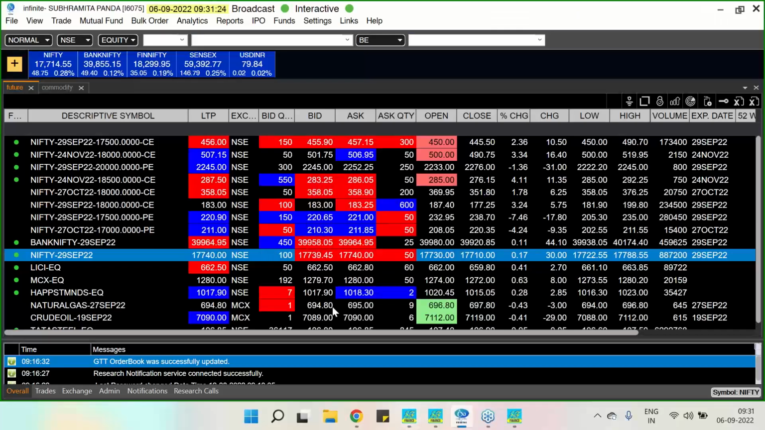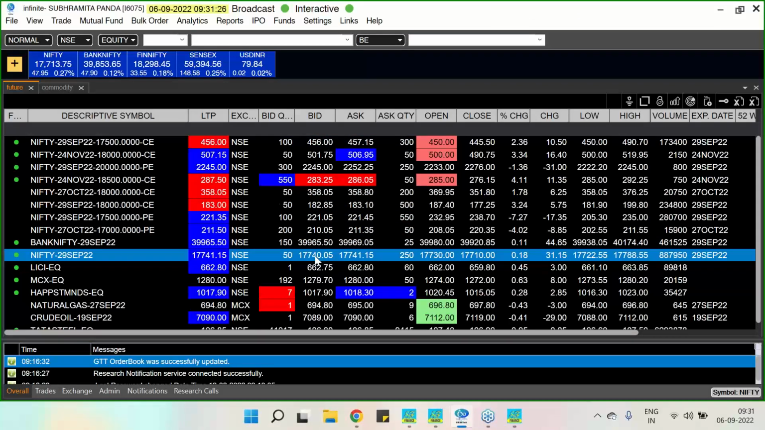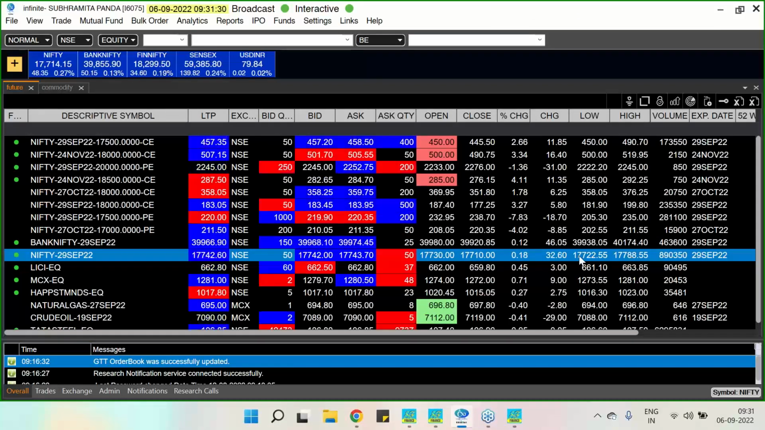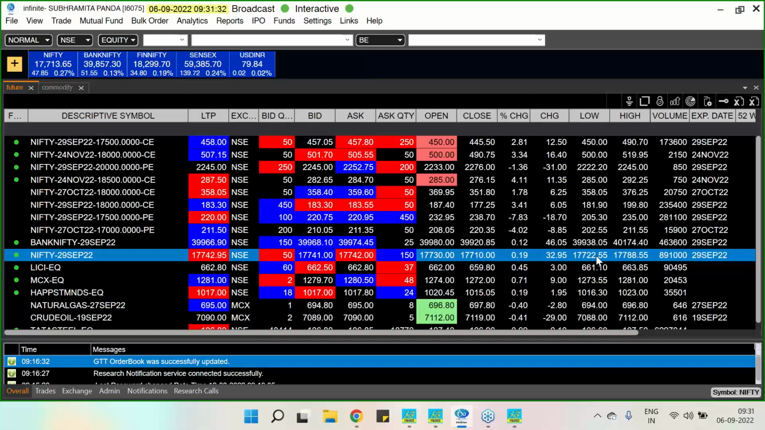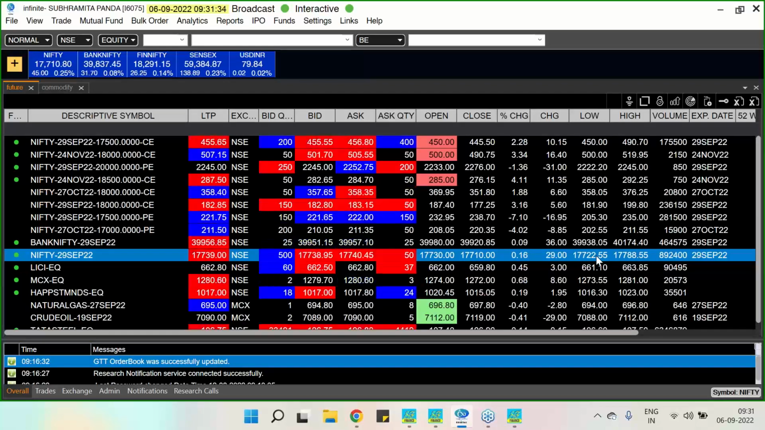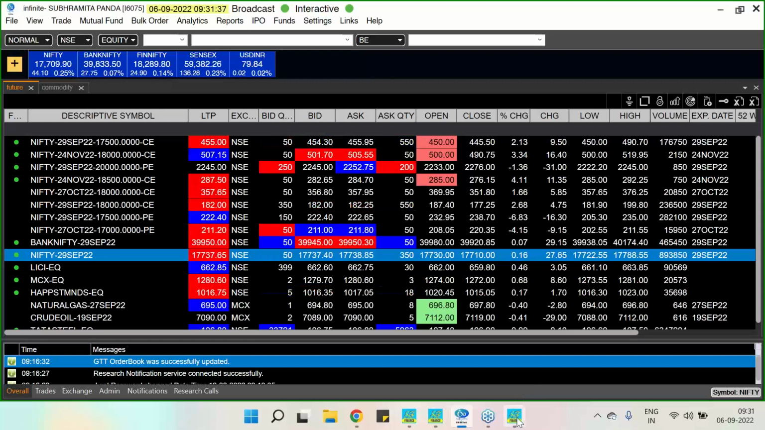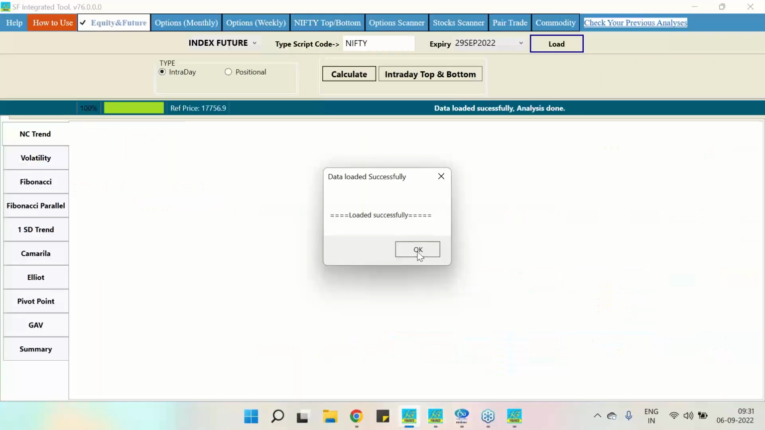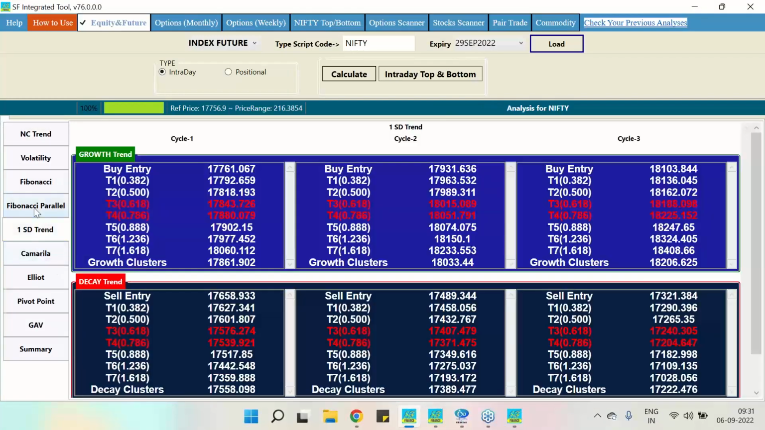So here you can see Nifty future is at 17,740. It has gone till 17,788 and it has made a low of 17,722.55. So this is what we have now. I have just loaded the data and the calculations have started.